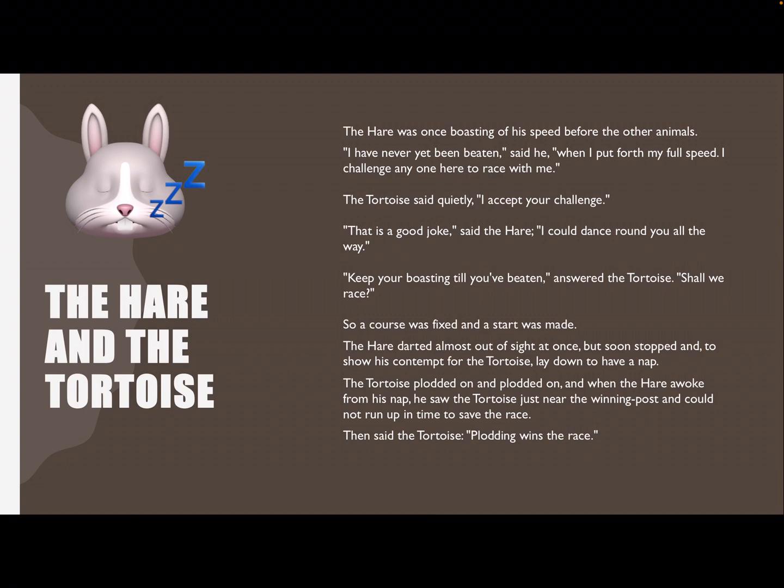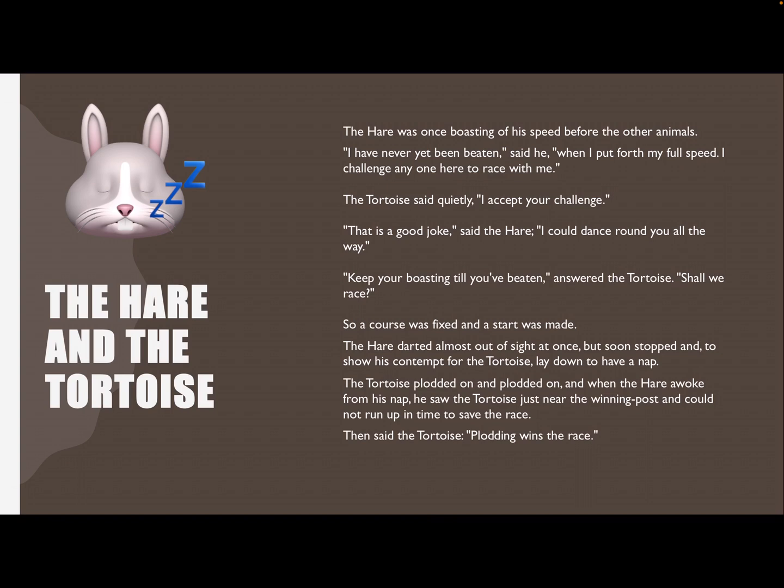So, the first story, The Hare and the Tortoise. The hare was once boasting of his speed before the other animals. "I've never yet been beaten," he said. "When I put forth my full speed, I challenge any one here to race with me." The tortoise said quietly, "I accept your challenge." "That's a good joke," said the hare. "I could dance round you all the way." "Keep your boasting till you've beaten," answered the tortoise.